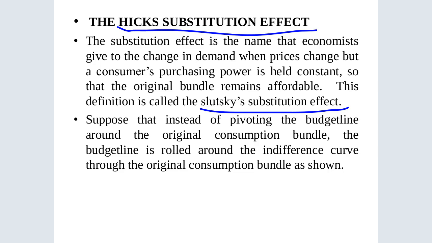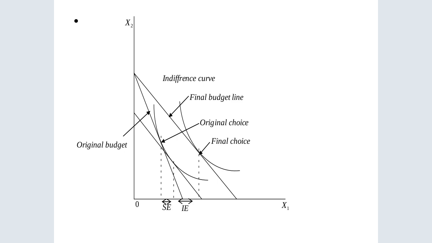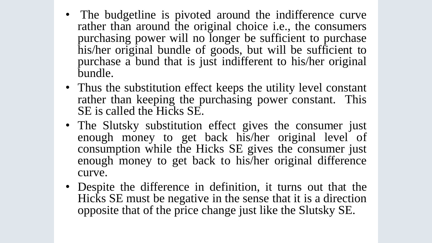Now, suppose that instead of pivoting the budget line around the original consumption bundle, we roll the budget line along the same indifference curve. Now the budget line is pivoted around the indifference curve rather than around the original choice. The consumer's purchasing power will no longer be sufficient to purchase the original bundle of goods, only sufficient to purchase a bundle that is just indifferent to the original bundle.